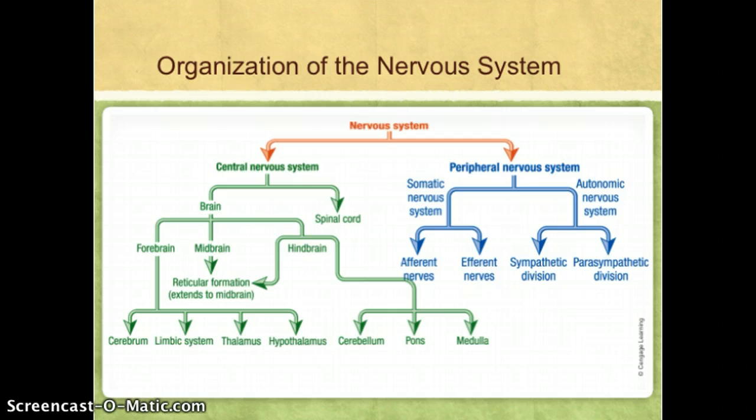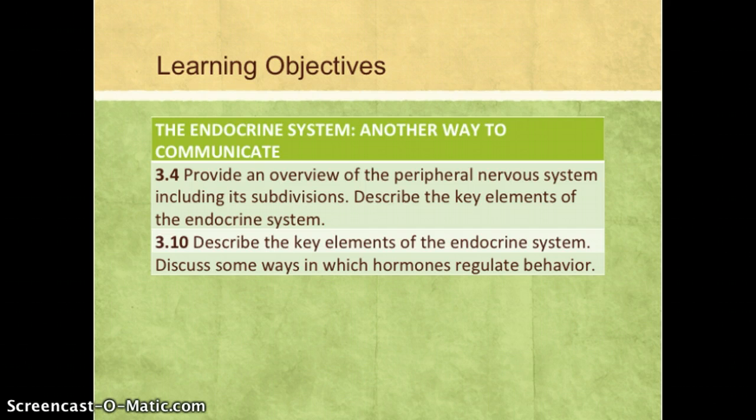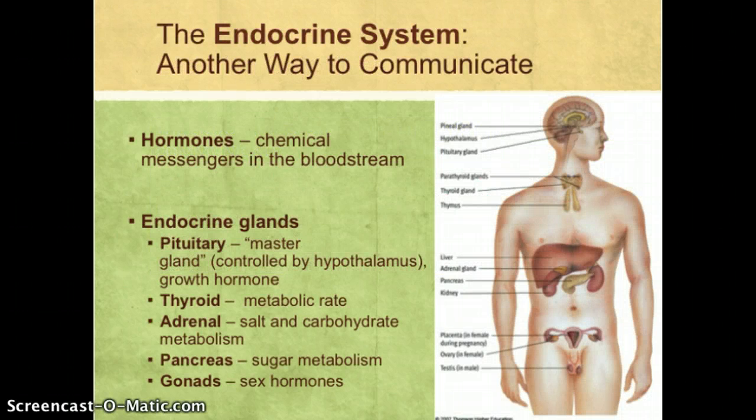Now that we've finished the nervous system, we're going to go on to talk about the endocrine system. The endocrine system is another way that our body communicates. The endocrine system uses chemicals to communicate just like the nervous system, only the endocrine chemicals are called hormones, while the nervous system chemicals were called neurotransmitters.